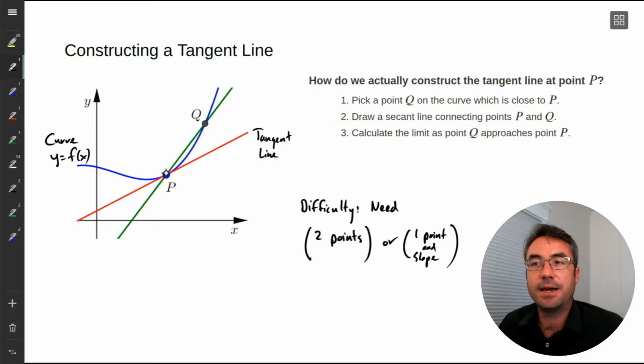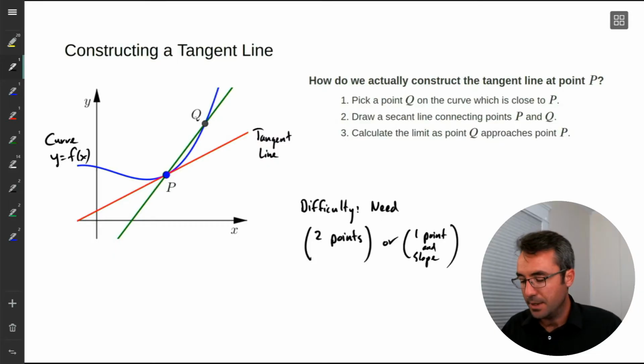And the tangent line, by its very nature, we only want it to just touch the curve. So right around our point of tangency, it should only touch the curve once. So we only have one point to work with. So that's the difficulty here, is in order to figure out the equation of a line, we actually need two points, or we need one point and the slope.